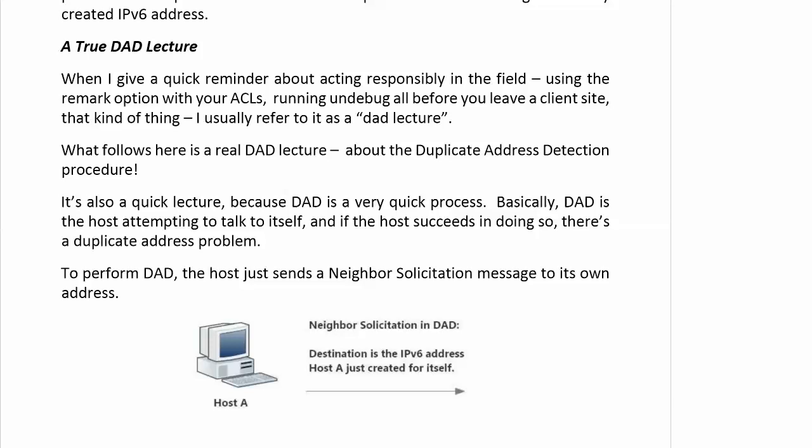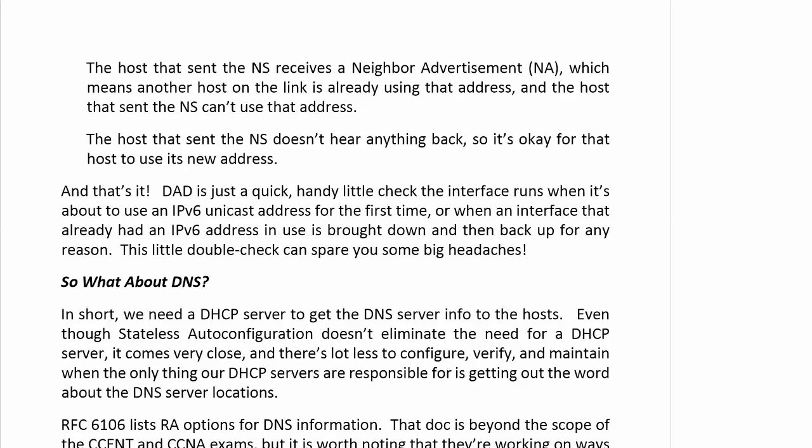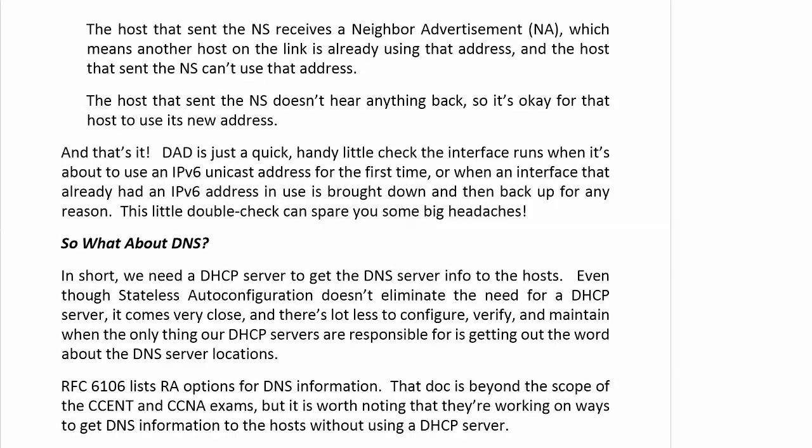Basically what happens here is the host tries to talk to itself, and if it succeeds in doing so, there's a problem. Now, to perform DAD, the host just sends a neighbor solicitation message to its own address. And the destination, again, is the IP version 6 address that host A just created for itself. Then one of two things is going to happen. Either the host that sent the NS receives an NA, which means that another host on the link is already using that address, and the host that sent the NS can't use the address. So that would be a DAD fail, if you will.